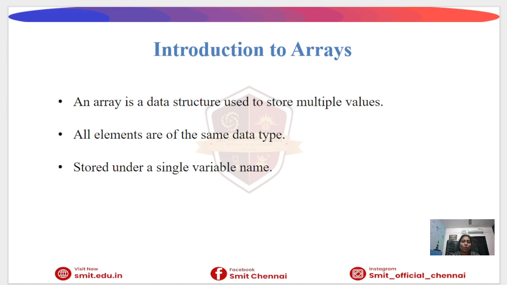Then, what is an array? Think of an array as a single box that can hold many related values. All those values must be of the same type, like all integers or all floats. Instead of writing many variable names, we give one name and store everything inside it in an ordered manner. An array is like a row of lockers. Each locker stores one value and each locker has a number on it.